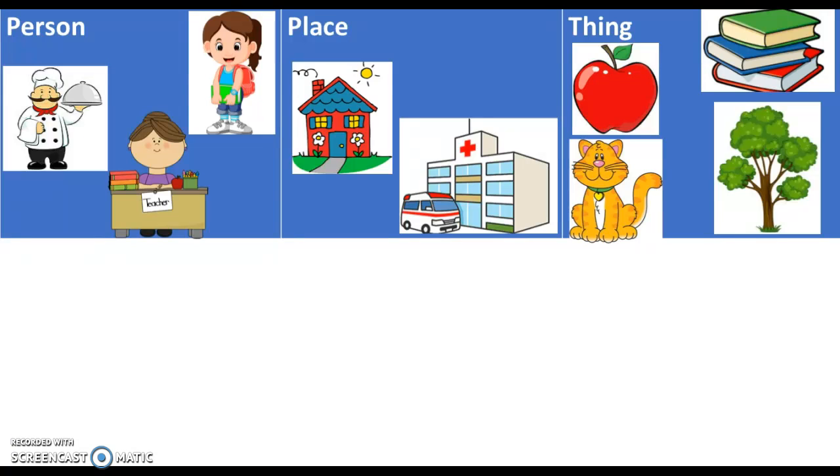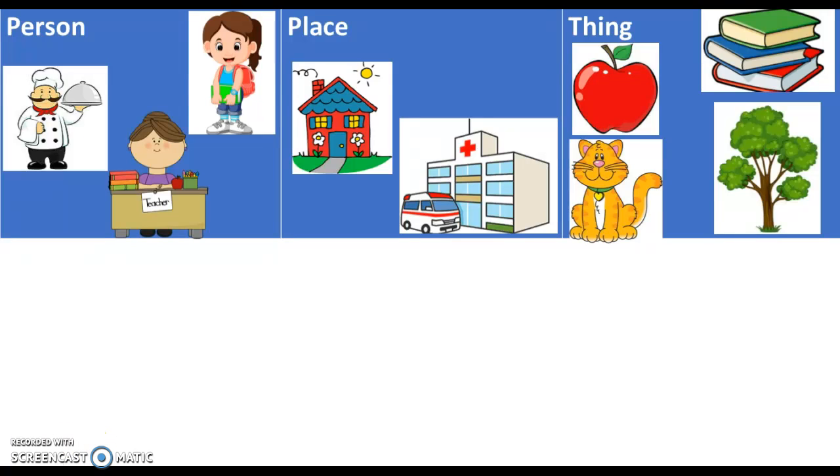Now we know that nouns are a person, place, or thing. If you were to look around your room that you're in right now, I'm sure you are able to find so many different kinds of nouns. You may see something like a table, a chair, a sheet of paper, a pencil, the people in your house, whatever it may be, we can find nouns all around us.